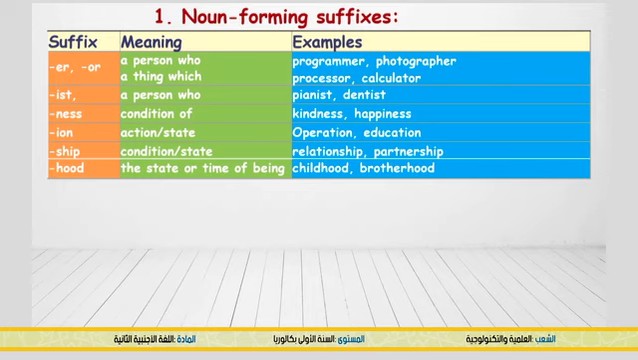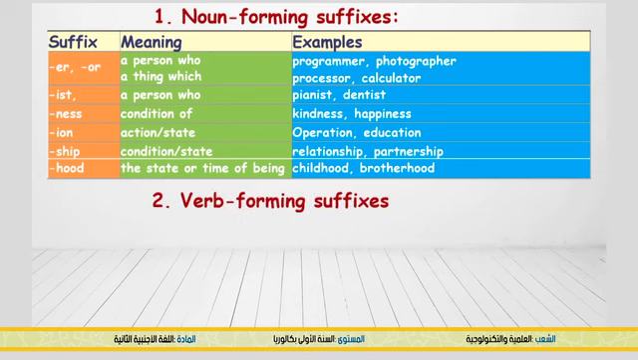Okay? The last suffix in this chart is the suffix hood, and the meaning of hood is the state or time of being. Examples we find in books like childhood, brotherhood. Notice we have childhood. That's the period of time. Brotherhood. That's the time or the state of being brothers. Motherhood, fatherhood, sisterhood, and many other nouns that end in the suffix hood.